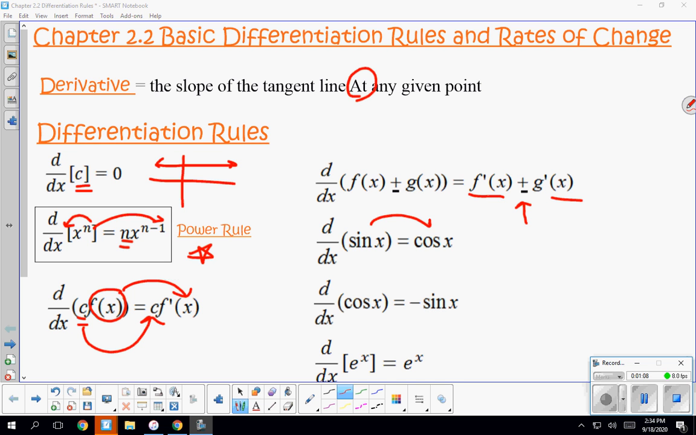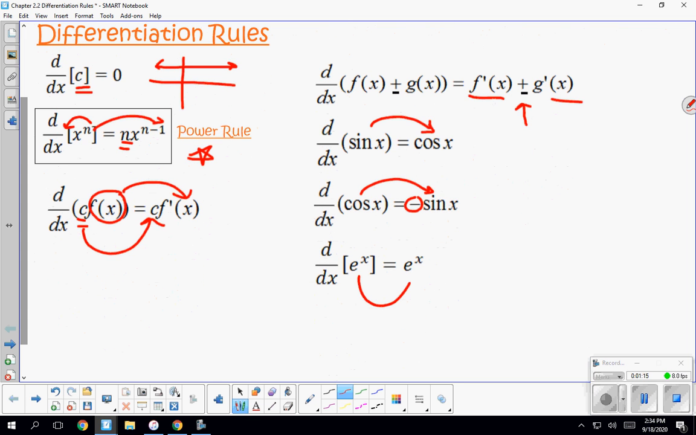The derivative of sine is cosine. The derivative of cosine is negative sine. And finally, the derivative of e to the x is e to the x, so it stays exactly the same.